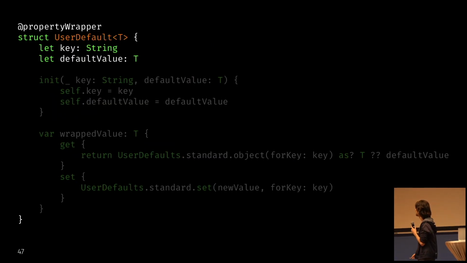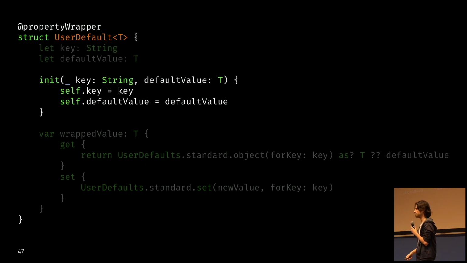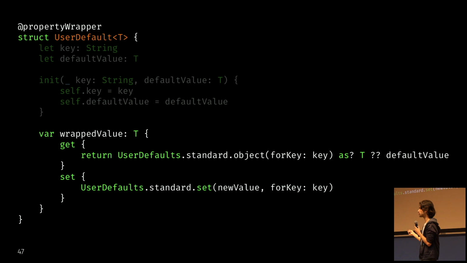Like before, it's a simple struct. We call it UserDefault. It's generic over a type T. And this time, inside the state, we are not storing the value, but we are storing the means to access the value. So there is the key that we use to access the value, store it, and retrieve it in the store. And there is a default value. Then there is an init. It's just memberwise initialization. And then everything happens in the wrapped value.